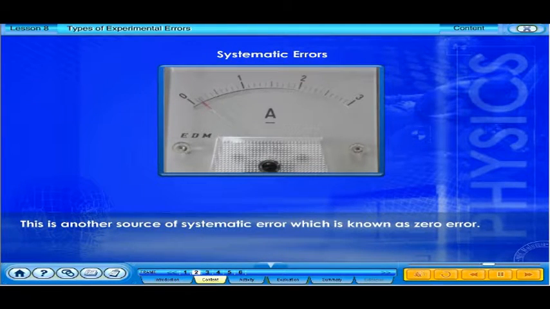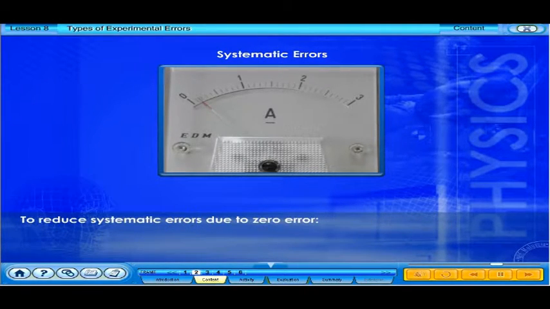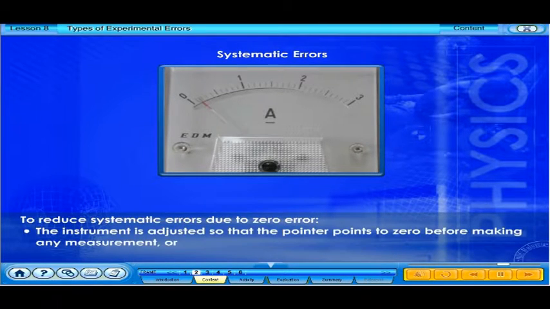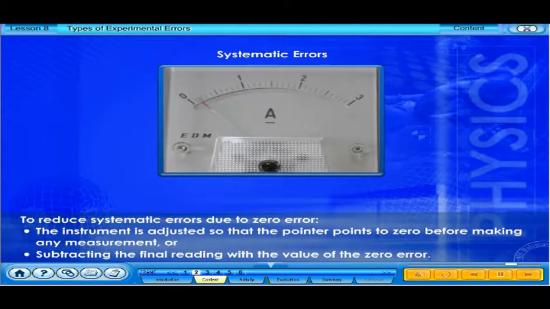This is another source of systematic error, which is known as zero error. To reduce systematic errors due to zero error, the instrument is adjusted so that the pointer points to 0 before making any measurement, or subtracting the final reading with the value of the zero error.